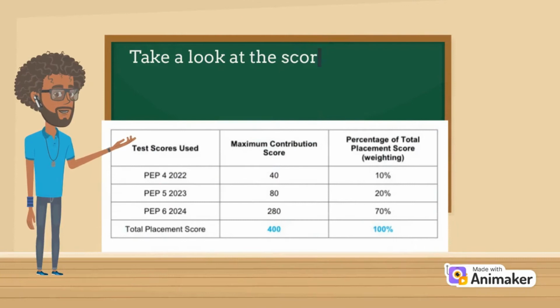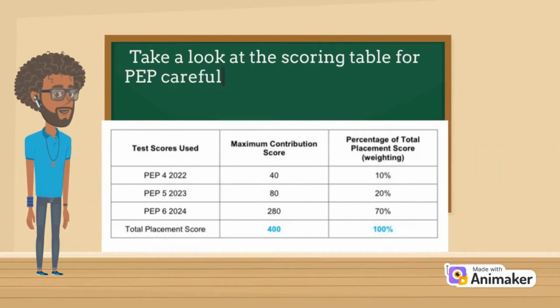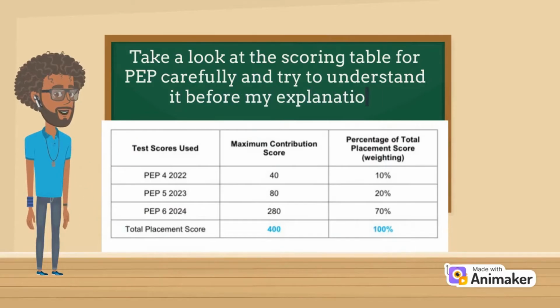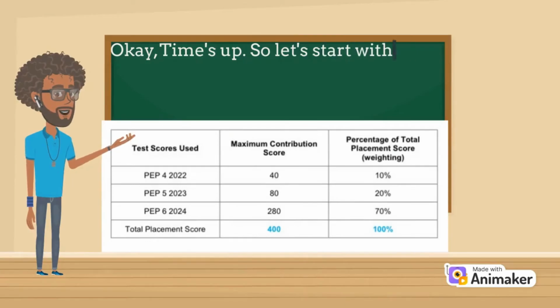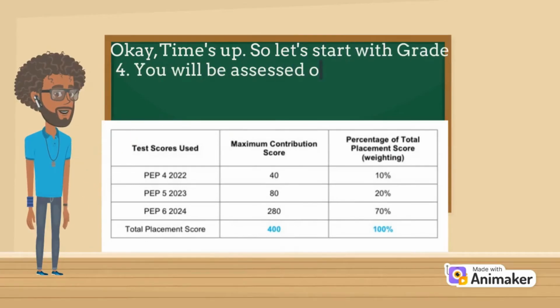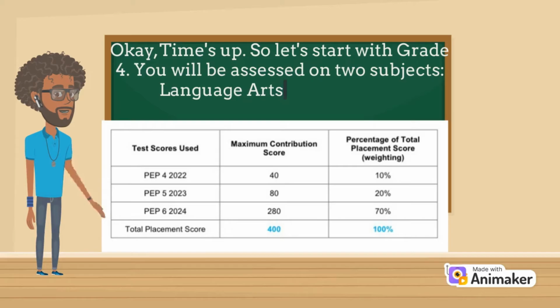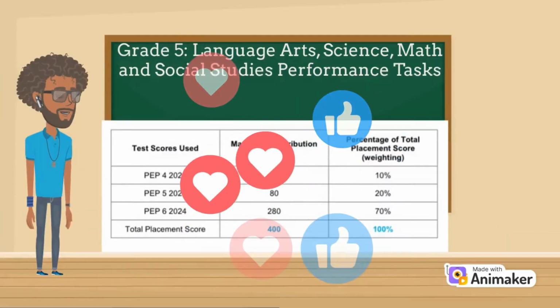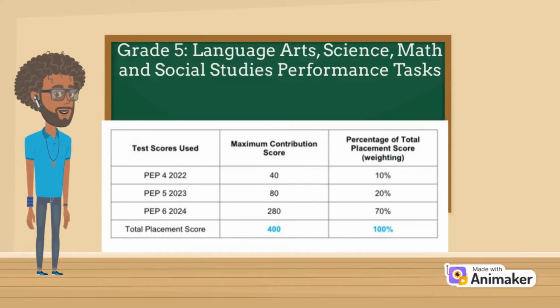Thanks much, Dustin. Now take a look at the scoring table for PEP carefully and try to understand it before I give my explanation. Okay, time's up. So let's start with grade 4. You will be assessed on two subjects, language arts and mathematics, and this will be done through performance tasks. For grade 5, you have language arts, science, math and social studies, and again, these will be performance tasks driven.